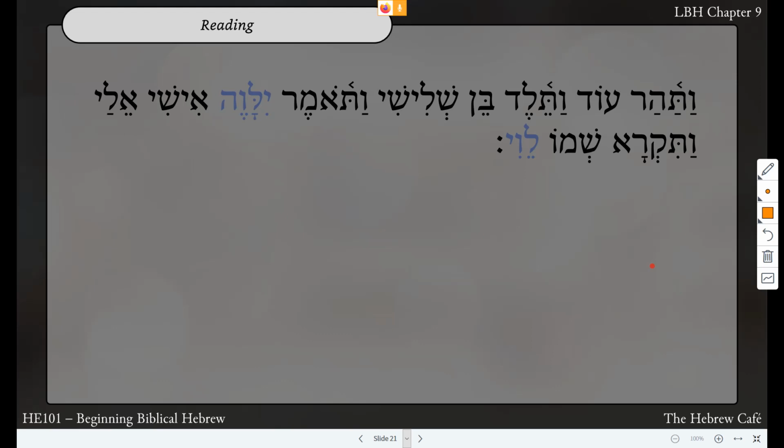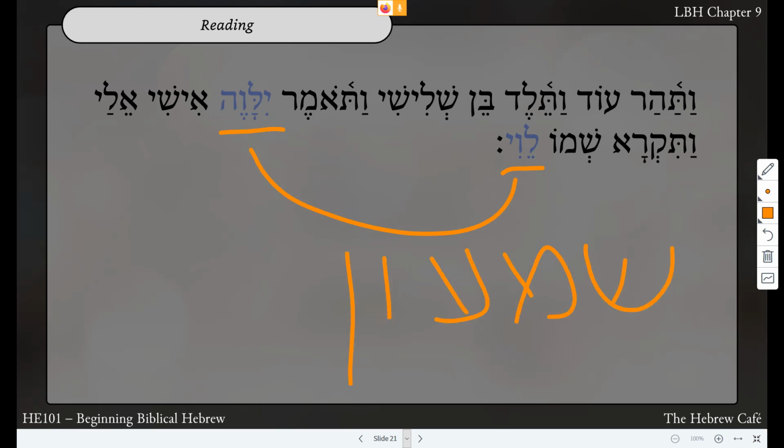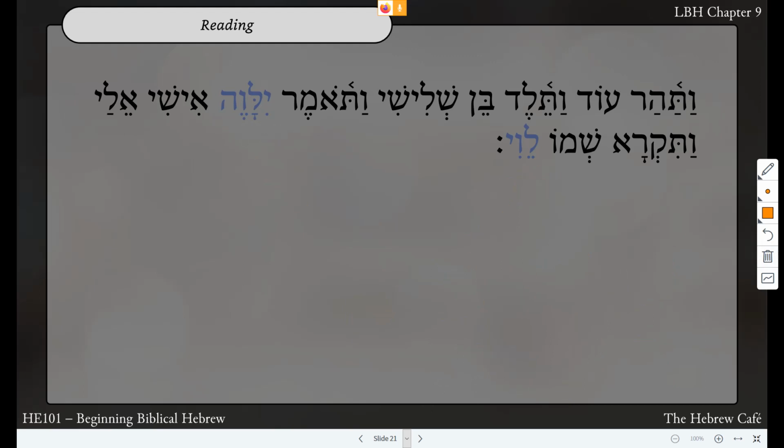Okay. You can see the connection between these two words, right? Just like we saw between Shema, he heard, and Shimon, his name. Between Ra'a, he saw, and Reuven. Okay, so here we have Yilave and Levi. Yilave in this word, it's a Nifal form, Nilva.